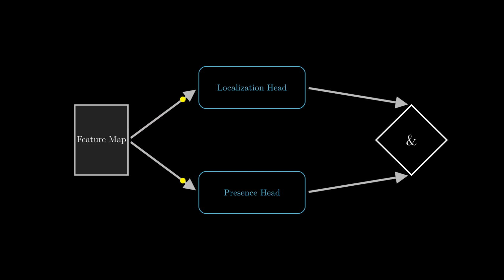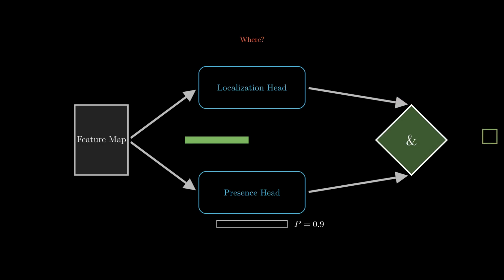Let's see this in action. Suppose the input contains a clear concept. The localization head proposes a bounding box. Simultaneously, the presence head calculates a high confidence score. Because the presence score is high, the gate opens. The system trusts the localization and outputs the detection.